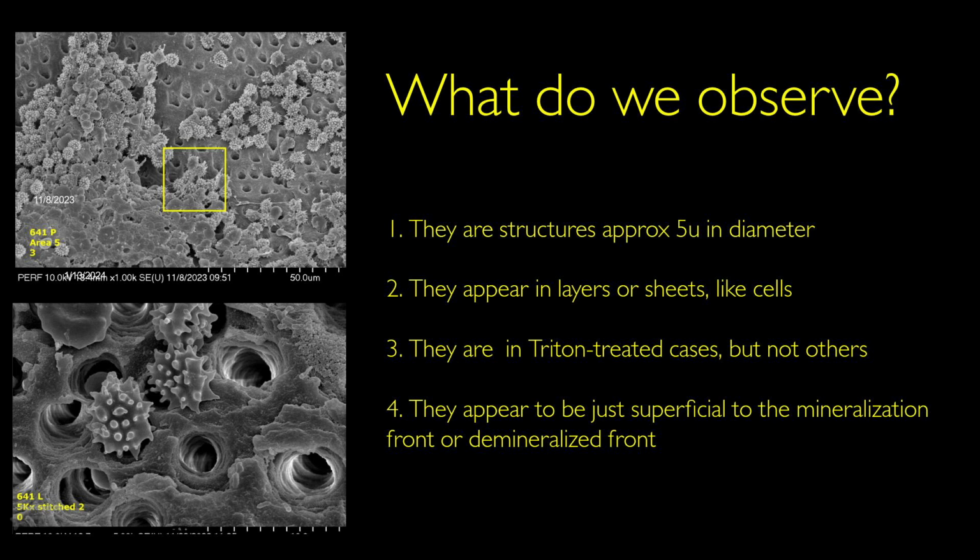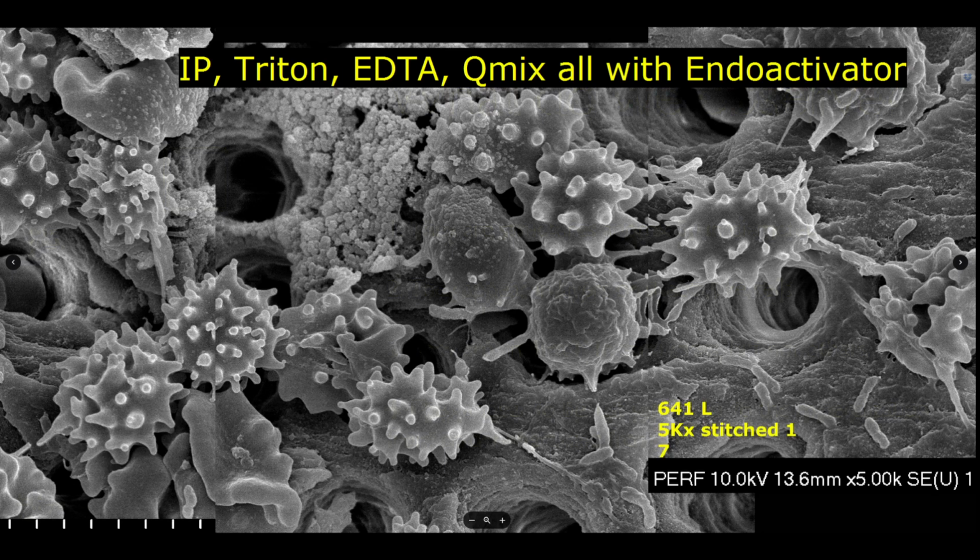First of all, they are structures that are approximately 5 microns in diameter, very uniform in size throughout all of the cases. They appear in layers or sheets, just as cells do, which is why I thought they were originally mesenchymal stem cells. They are only in Triton-treated cases. We don't see these in other traditional irrigation cases. And they appear to be just superficial to the mineralization front or the demineralized front.